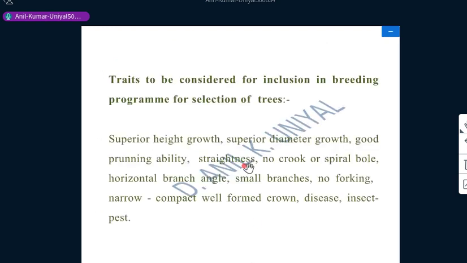Next we have the characters that are considered for inclusion in the breeding program for selection of trees.